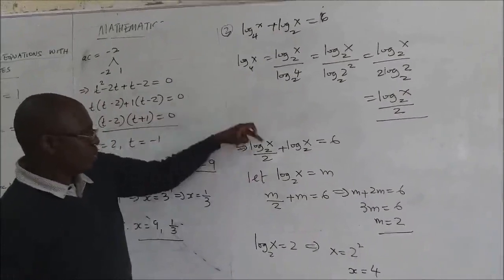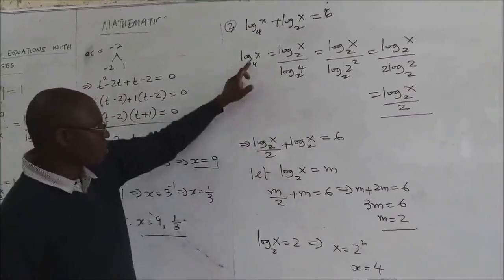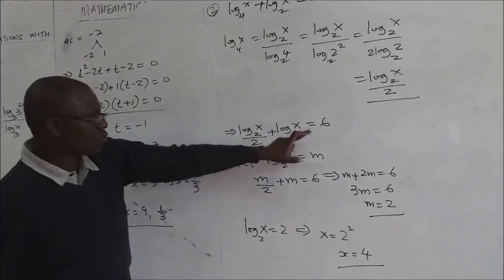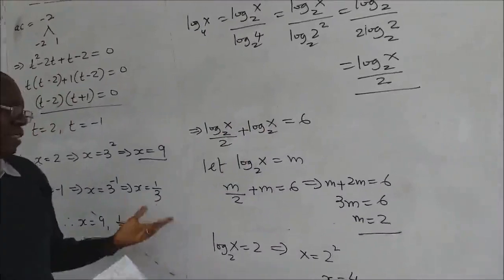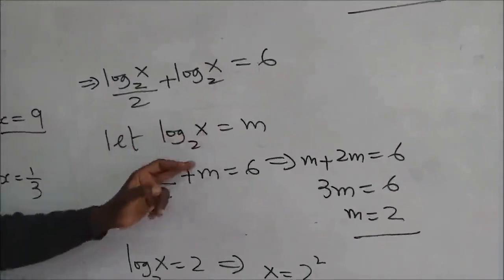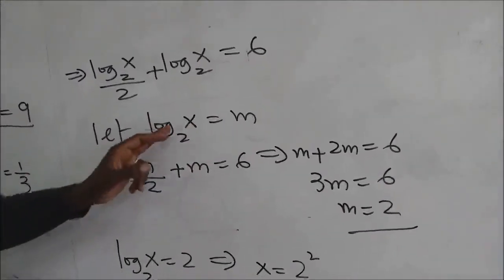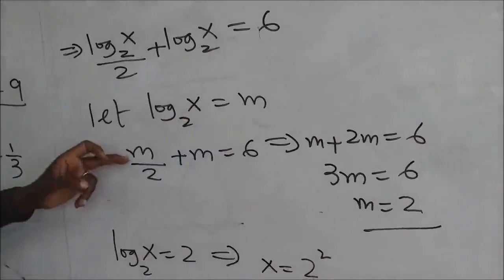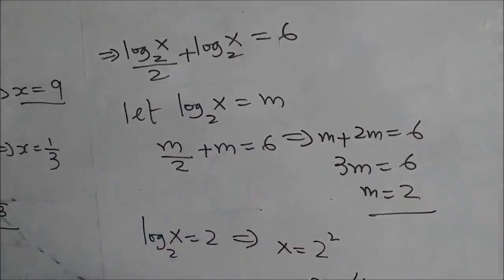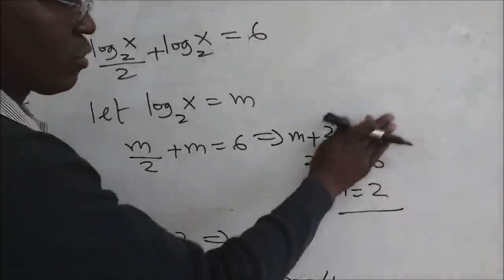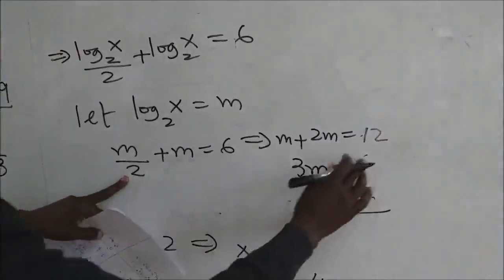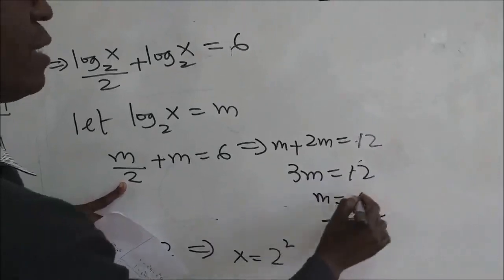So we now have log x base 2 over 2, because where there is log x base 4, I have brought in this, plus log x base 2 equals 6. You can now see the bases are the same. I introduced the variable m. Log x base 2 is m, so that where we have log x base 2, I replace it with m, and I have m over 2 plus m equals 6. We multiply through by 2. We have 12 here. That is right. We have 12, and so m is 4.